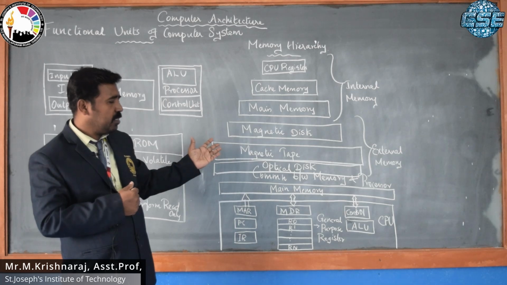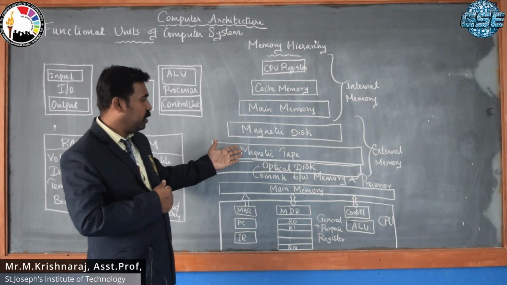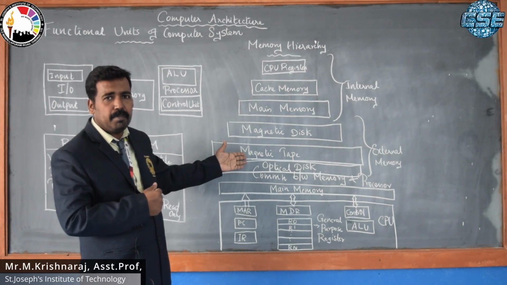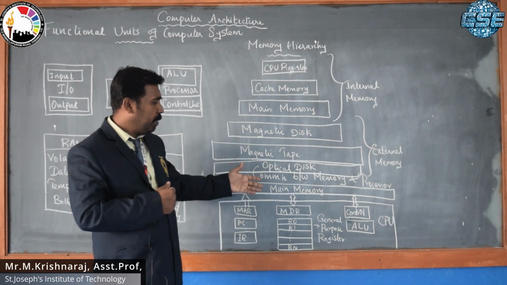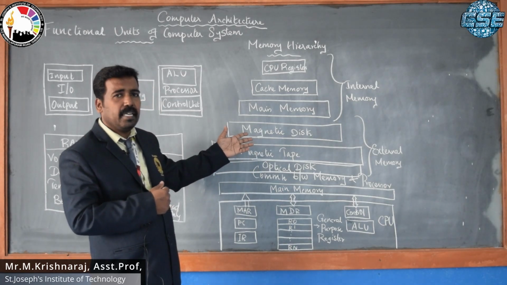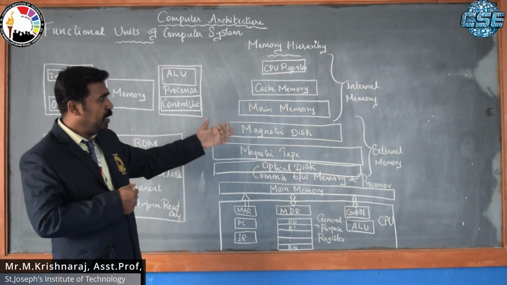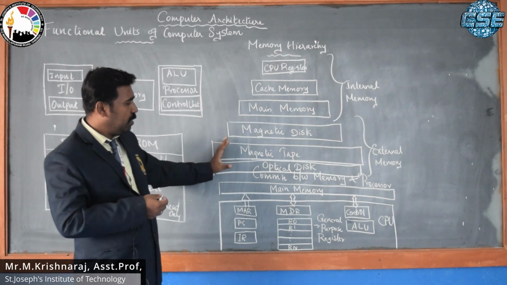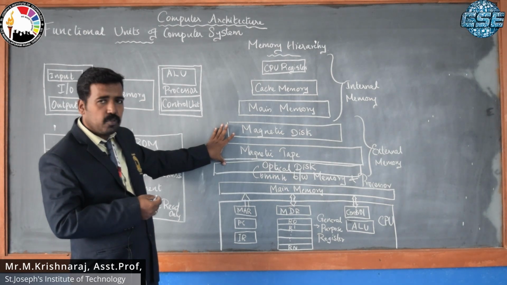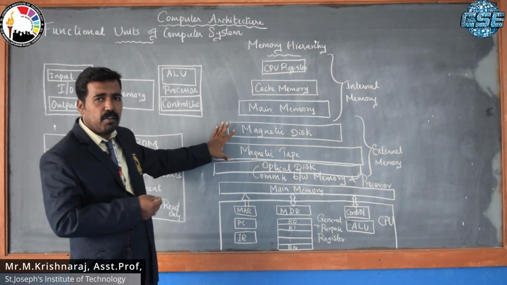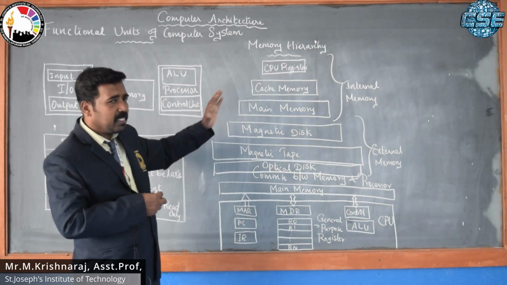External memory resides outside the motherboard. For magnetic tape, there is a separate slot. For optical disk, you have a separate drive. For magnetic disk, you also have a separate slot for holding this kind of memory. These three memories are used for storing a high volume of data, high storage, and they are also called permanent memory. So I am just going to classify.